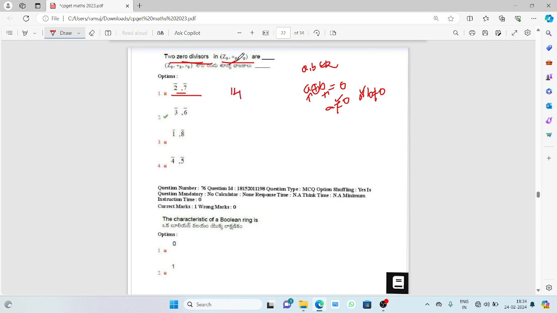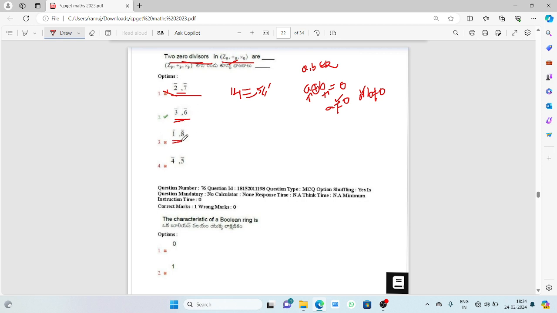But if you apply this 9 under multiplicative modulo, you will get that 5. So it is not going to 0. So this option is wrong. And if you take 6 and 3, I will come later for this option. I just discard all the other options first.